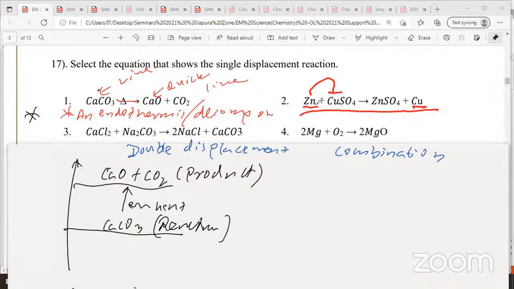Instead of zinc, you can put here any other metal above copper. One more thing you should know here: copper sulfate is a blue solution. When you add zinc into copper sulfate solution, the blue solution becomes colorless and a reddish brown copper deposit forms. Those observations are also very important.